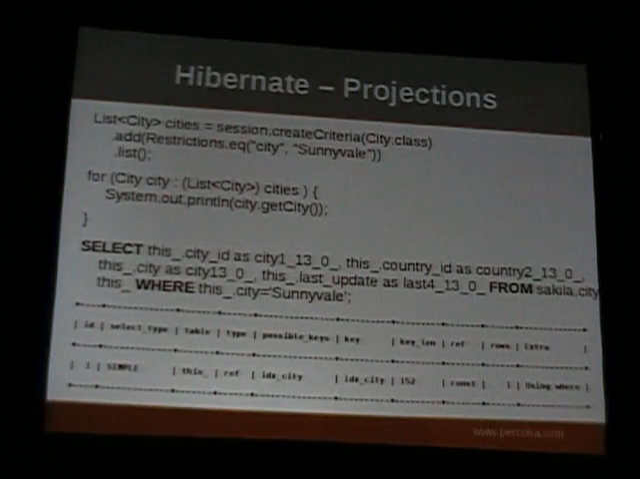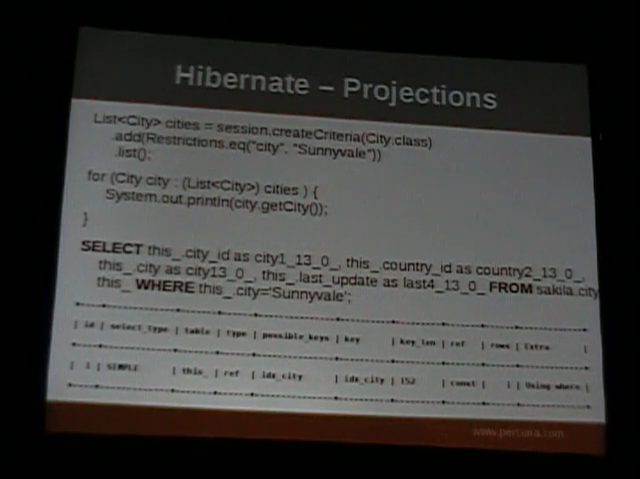So to avoid the select star or select too many fields issue, Hibernate provides projections. Projections are a way to limit the number of fields on the select or to project aggregate functions over those fields. Here's an example of a simple query without the projection. We got a select with lots of fields, but we're only using the city name, one single field.